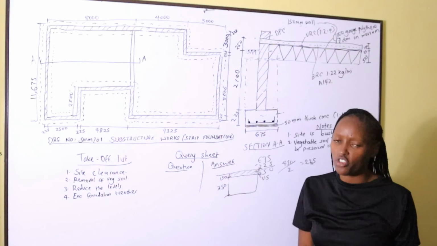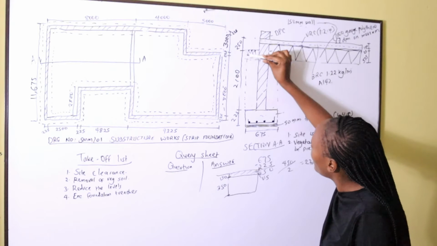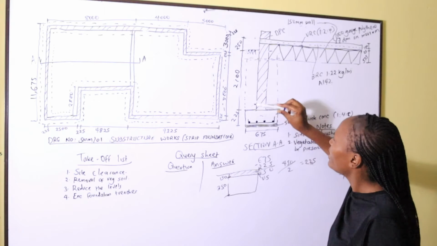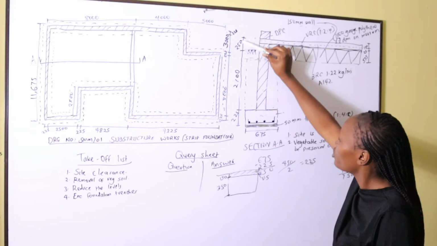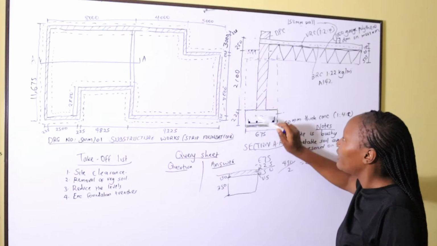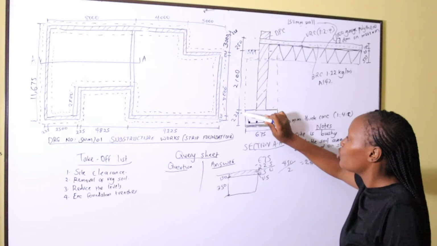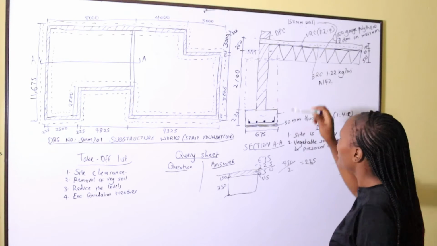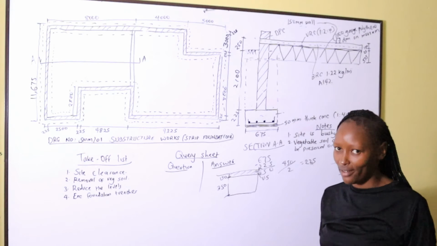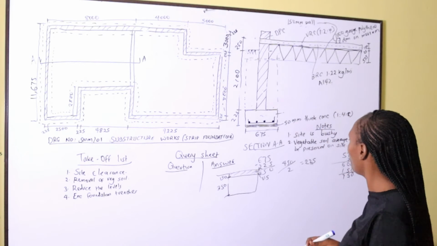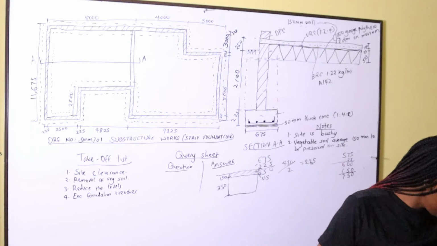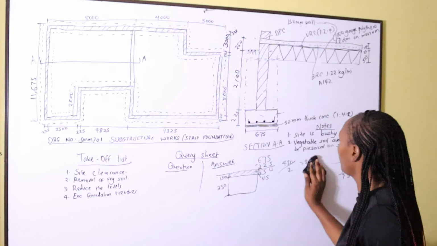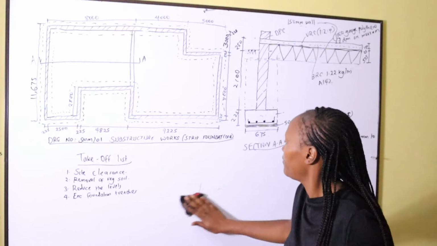What is this depth from here to here? How do we calculate that? We can calculate that by taking the total depth. If we take the total depth up to below the blinding, we take 250 plus 2100 plus 225 plus 50. Then we deduct from the top up to below the hardcore, and we get the remainder. Should we do it so that you can see? I need to rub so that you can see it very nicely.